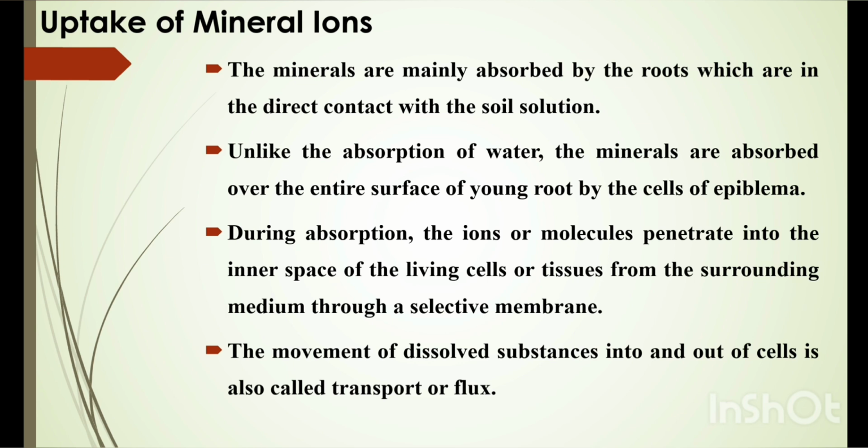See, either a membrane is permeable to any substance or it is impermeable. Sometimes they are semi-permeable. Semi-permeable means they can permit certain substances to enter into the cell or exit from the cell. So a selectively permeable membrane is a special type of semi-permeable membrane where the membrane only allows selective molecules to enter and exit from the cell. The movement of dissolved substances into and out of the cell is called transport or flux.